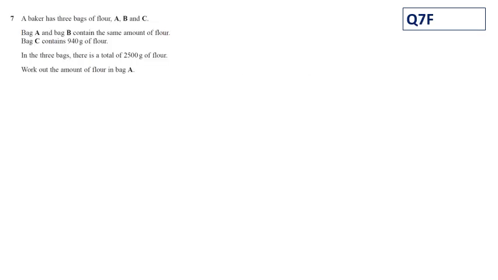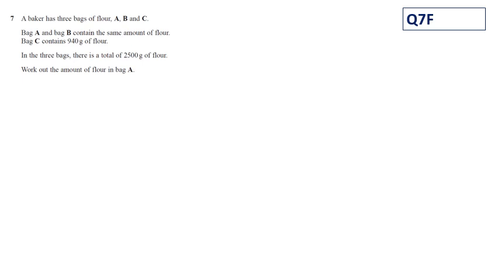Okay, question 7. A baker has 3 bags of flour, A, B, and C. Bag A and bag B contain the same amount of flour. Bag C contains 940 grams of flour. In the 3 bags, there is a total of 2,500 grams of flour. Work out the amount of flour in bag A.